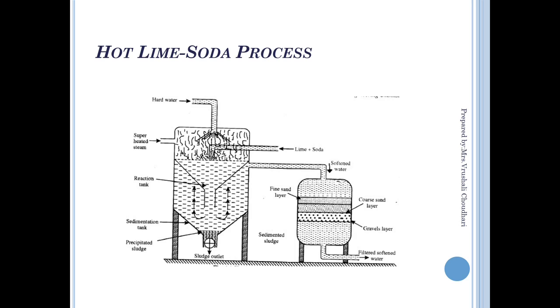Hot water is going to convert soluble calcium and magnesium salts into the insoluble precipitate, and that precipitate is heavier, so it is going to settle at the bottom and is removed by the sludge outlet, while the water which is free from calcium and magnesium is collected in a different tank and passed through the filter, so we get softened water. This process is faster.